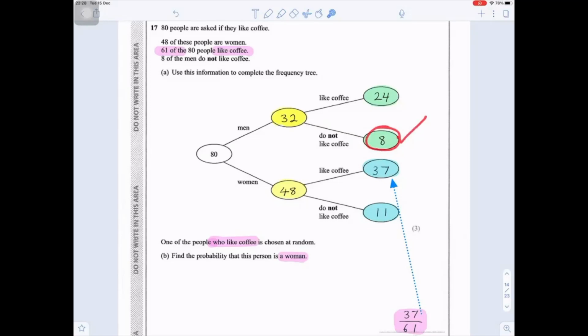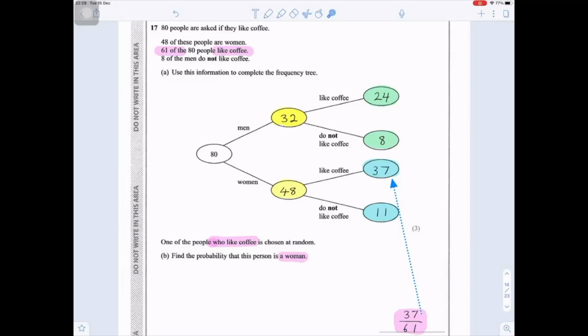8 do not like coffee. So 32 minus 8 gives you 24. So that means 24 men like coffee. And for the women, 37 like coffee and 11 do not like coffee.